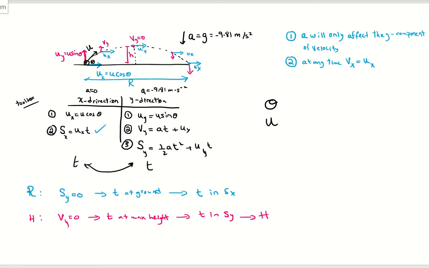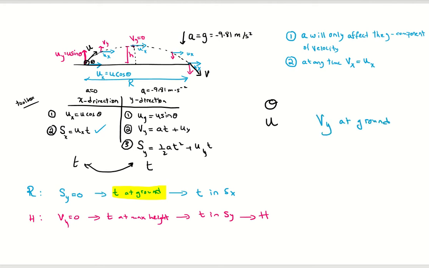Now, what else will you be asked in this? Maybe he will ask you what is the velocity at the ground. So he's asking for this velocity, for this v. What's the velocity at the ground? So first you need to find the time at the ground by using this equation, with Sy equals 0. After finding the time at the ground, you need to find what Vy is at the ground.